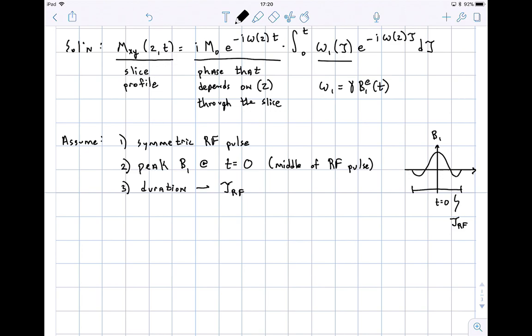What we'll do is it'll turn out to be a little bit easier if we make one substitution. We'll define tau prime as being equal to tau, which is the integration variable itself, minus half the RF pulse duration. And that just lets us center the RF pulse at time zero. Negative time doesn't make sense mathematically, it doesn't really make sense when you're in the laboratory, so to speak. But this will effectively shift.